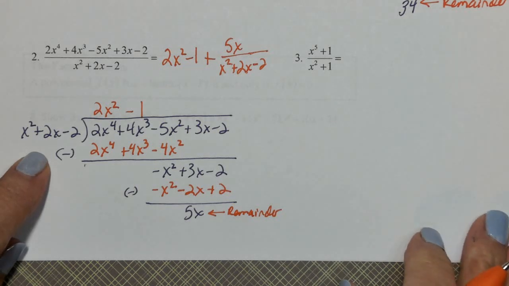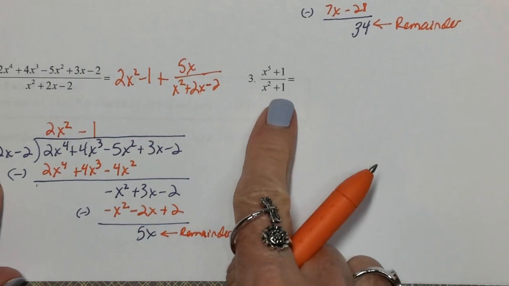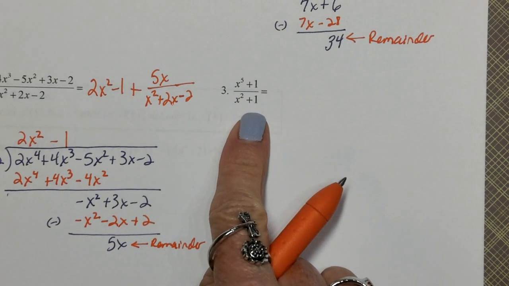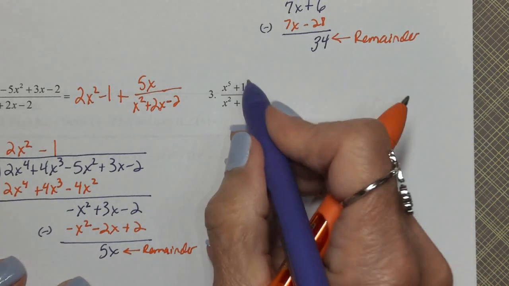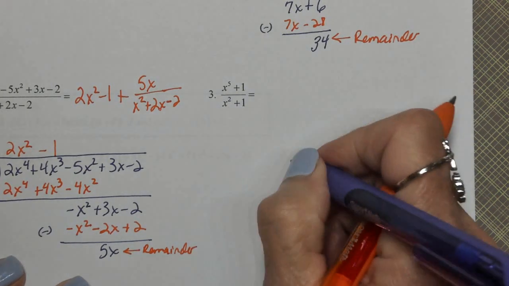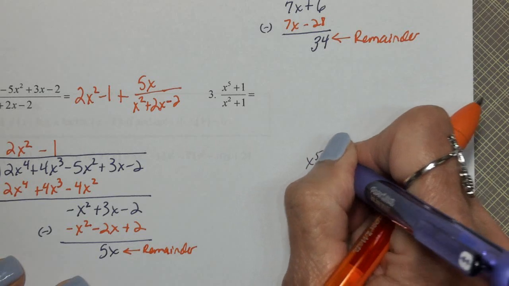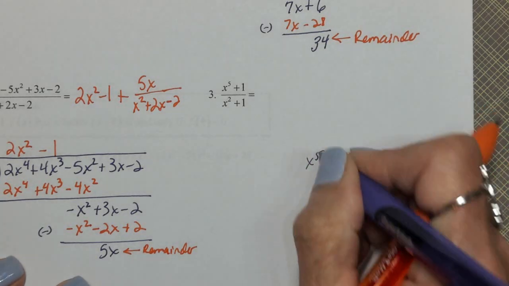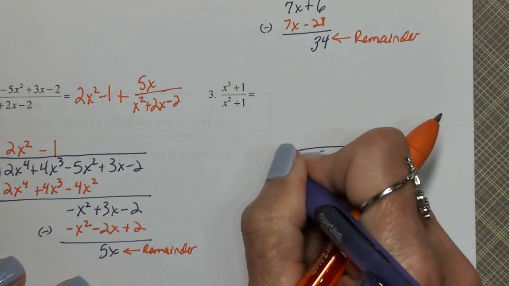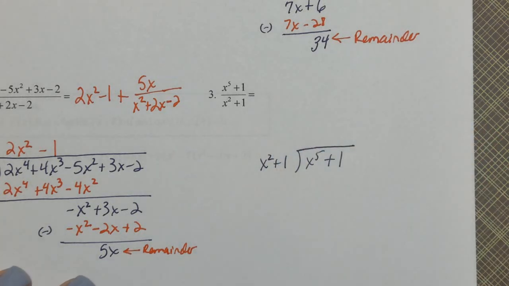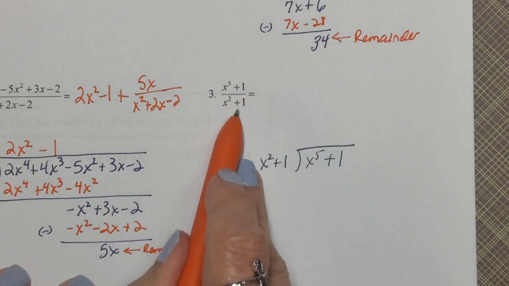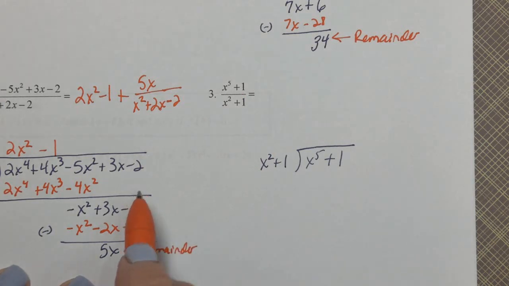Okay. Number 3. Okay. Let's see. We have x to the 5th plus 1 is my dividend, and I'm dividing by x squared plus 1. In class, I would ask you guys if these plus 1s cancel each other out. And you would say, no, definitely not.